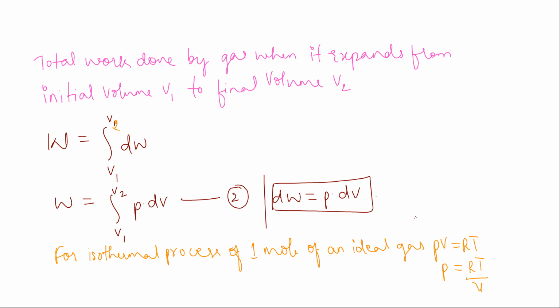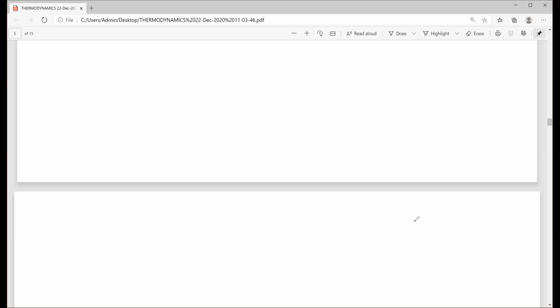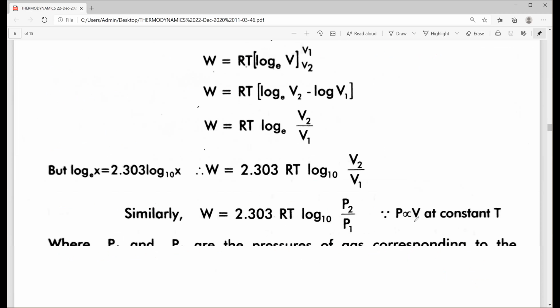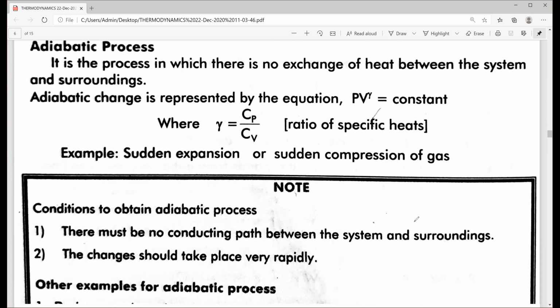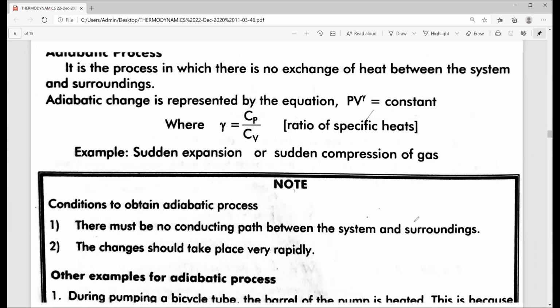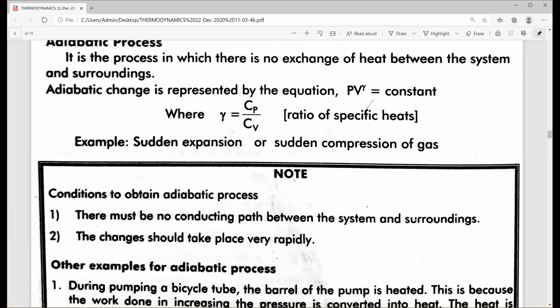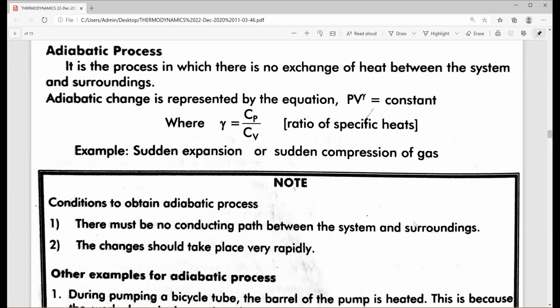So next we shall discuss the adiabatic process. We shall see what is the meaning of adiabatic process. Here, adiabatic process and isothermal process. Next, the adiabatic process.